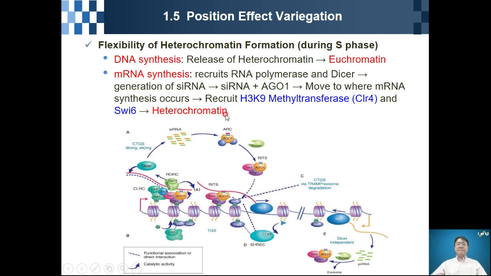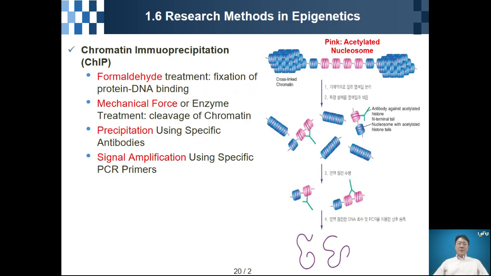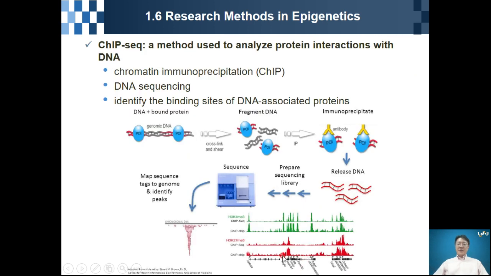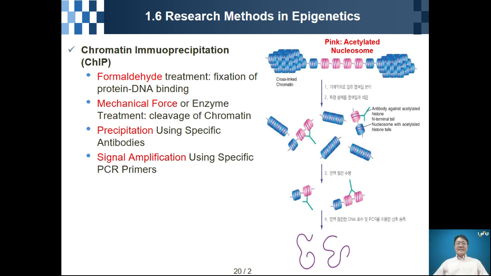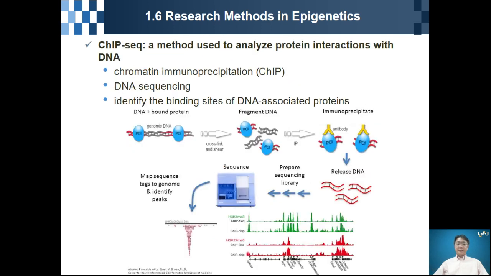It's like this. Okay. So from this slide, I will explain the sixth subject: research methods in epigenetics. Usually in epigenetics, we use chromatin IP, which we call ChIP. By using chromatin IP, we can analyze which genomic region is methylated or acetylated. Finally, we usually use big data analysis. I will briefly explain some details of ChIP and ChIP-seq analysis.